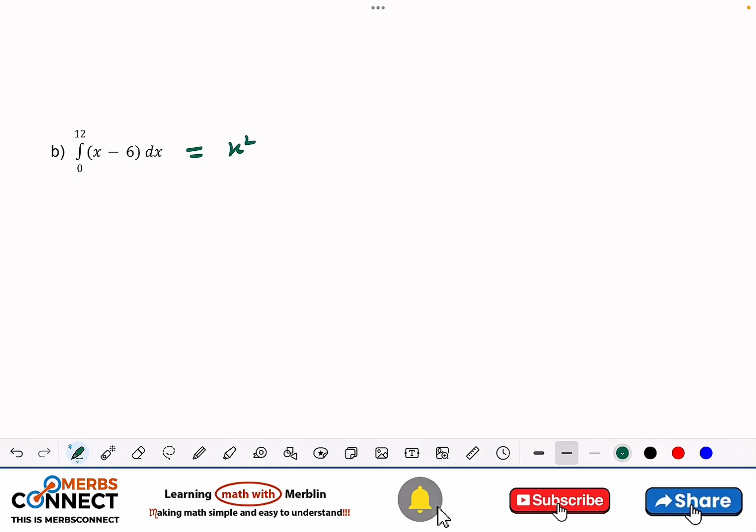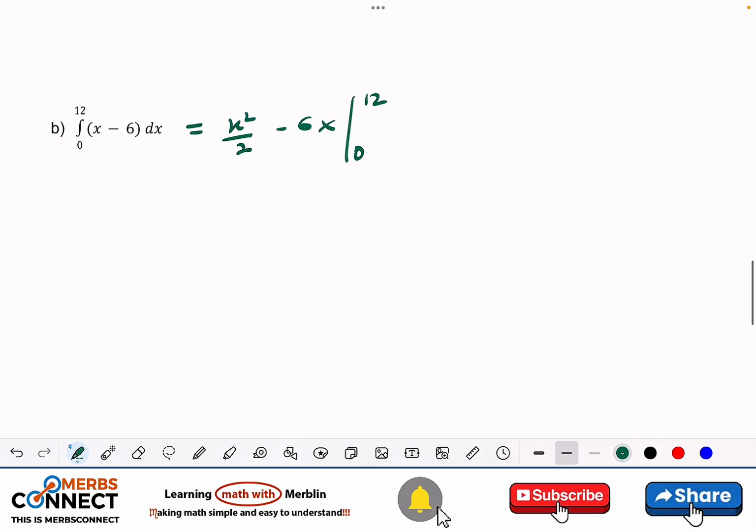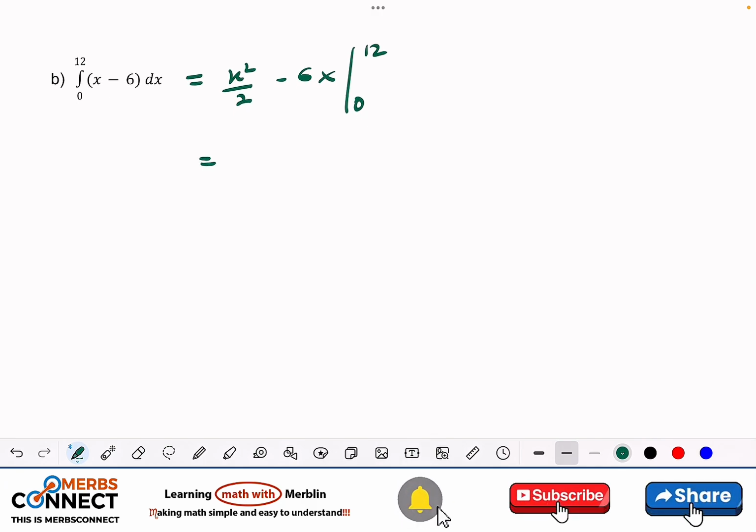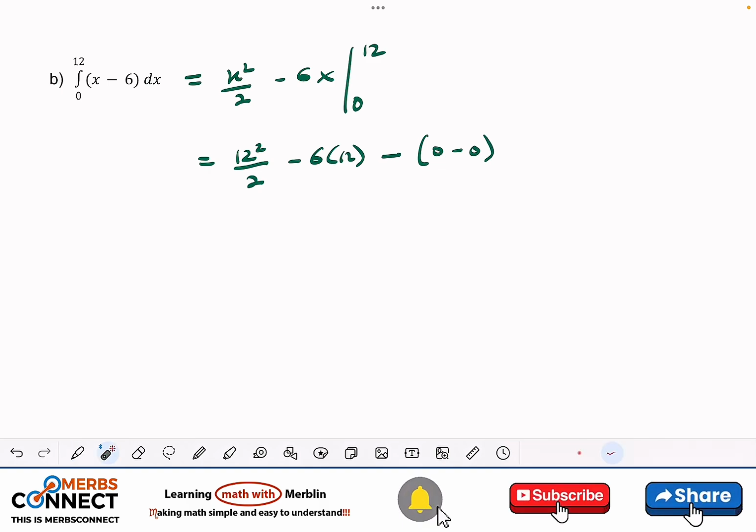So this will be x squared divided by 2 minus 6x. So you see the way I'm going too fast? Yes. That's what, when you master the integration, that's what you are going to do. So just practice, and you'll be okay with that. So let's plug in the 12 squared divided by 2 minus 6 times 12 minus 0 minus 0. I plug in 0, here will be 0, this one will be 0. So that's the reason why I'm writing 0 minus 0.